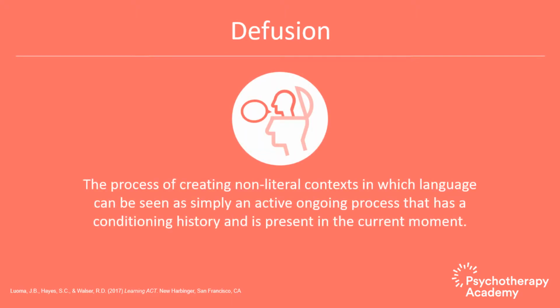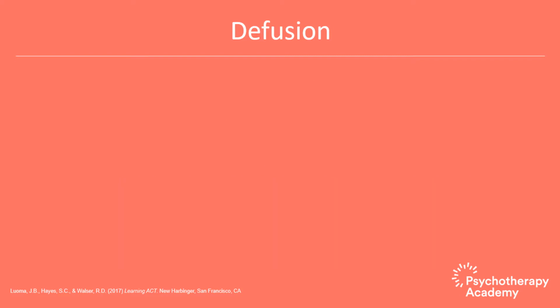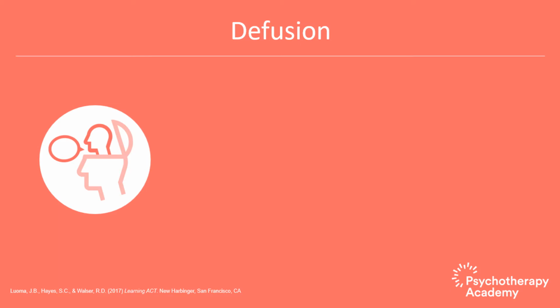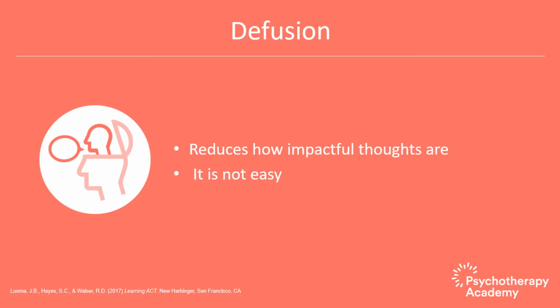Diffusion is defined as the process of creating non-literal contexts in which language can be seen as simply an active, ongoing process that has a conditioning history and is present in the current moment. These non-literal contexts will help reduce how impactful thoughts are on overt behavior and emotional responses. Diffusing from cognitions is not an easy process, especially at first.